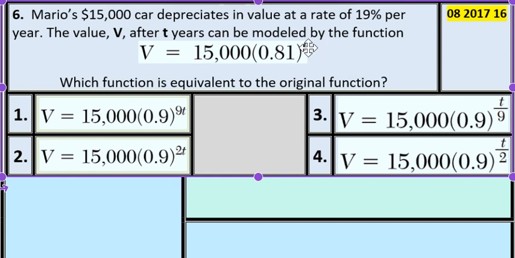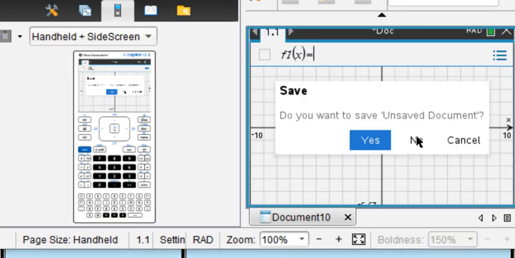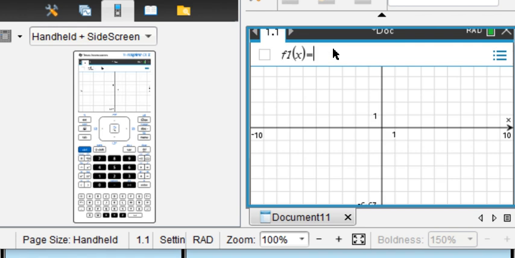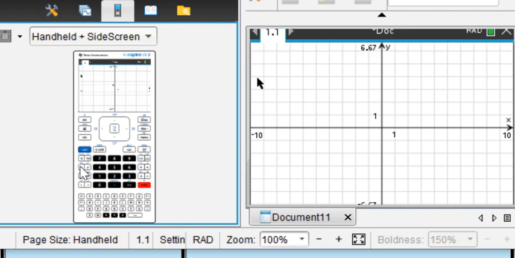Now, if I put this in a graph page, I can't use t. I have to use it as a function of x. So we're going to replace every t we see with an x. So home screen, new doc, say no to drugs, add a graph page. We're starting with 15,000 times 0.81, close our parentheses, to the power of the exponent key, x, and press enter.